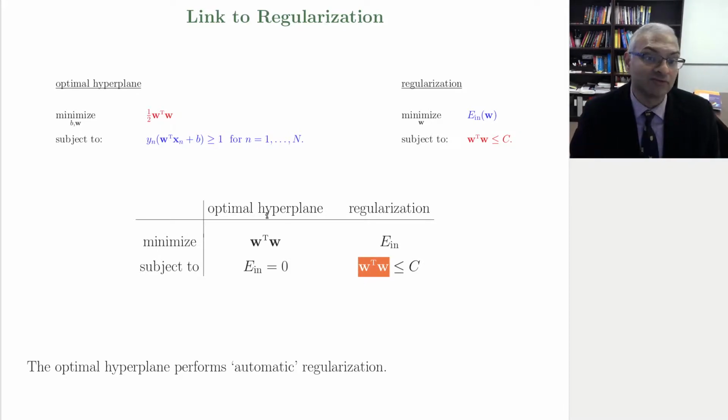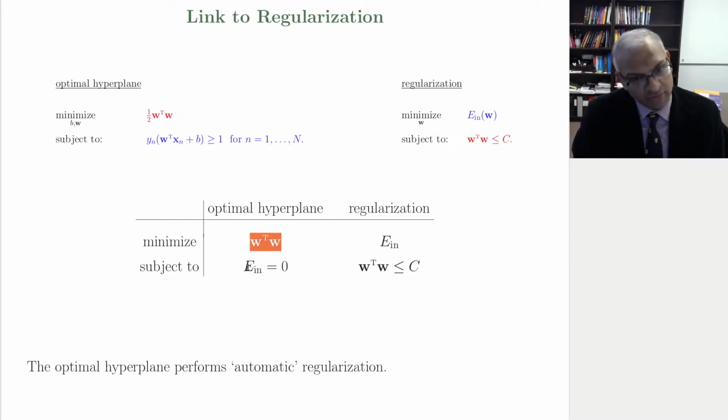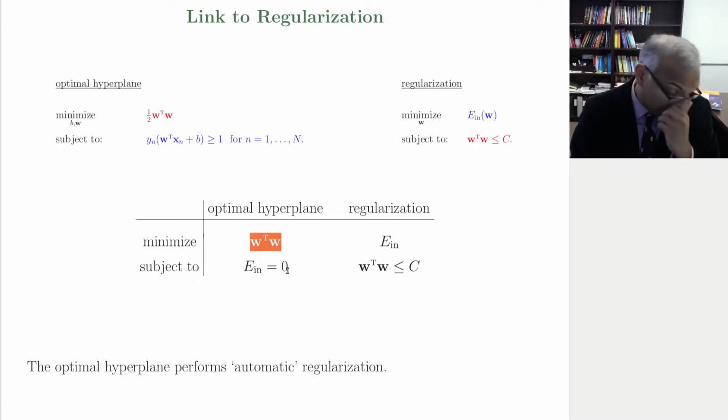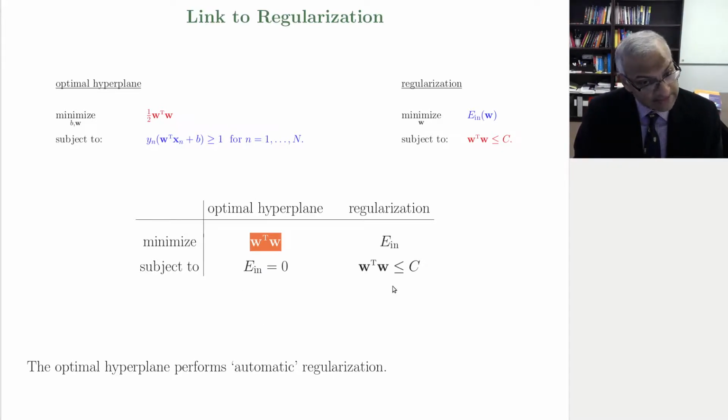So in some sense, you can view this optimal hyperplane as maximally regularized, providing that you can explain the data. Later today we'll discuss what happens when the data is not explainable, and how we extend this algorithm to the situation where you cannot find a linear separator. So you can view this optimal hyperplane as performing automatic, maximum possible regularization, providing that you require me to fit the data.